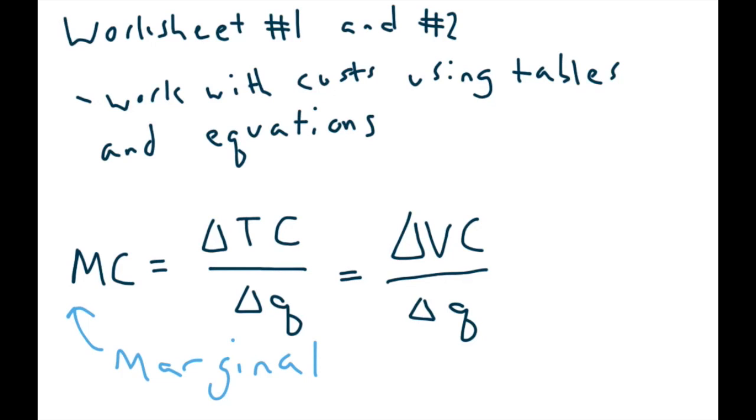You might be wondering why we have a second equation. Is this really the same thing? Isn't there a difference between total cost and variable costs? And the answer is when you look at the change in variable costs, or the change in total cost, they're always the same. Total costs only change when variable costs change.